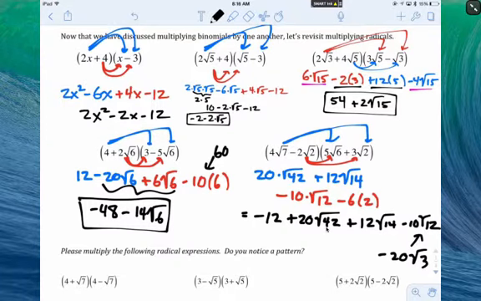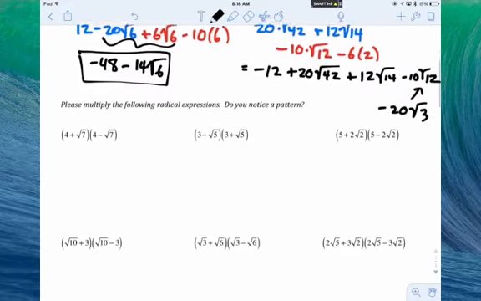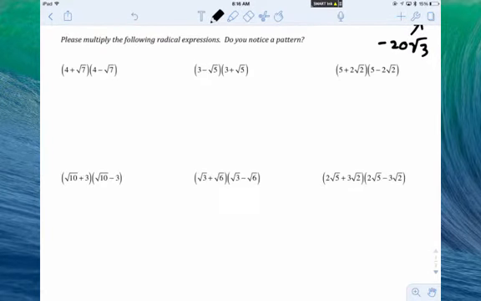Okay, moving on. So what I really want us to do now is go through a whole bunch of multiplication problems. And you'll notice that there's something similar about each one of these multiplication problems. Note, 4 plus the square root of 7, 4 minus the square root of 7, 3 minus the square root of 5, 3 plus the square root of 5, 5 plus 2 root 2, 5 minus 2 root 2, right? 2 root 5 plus 3 root 2, 2 root 5 minus 3 root 2.